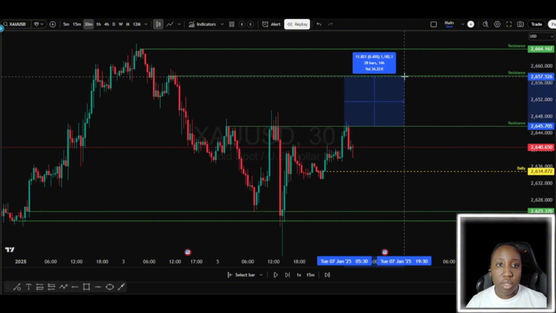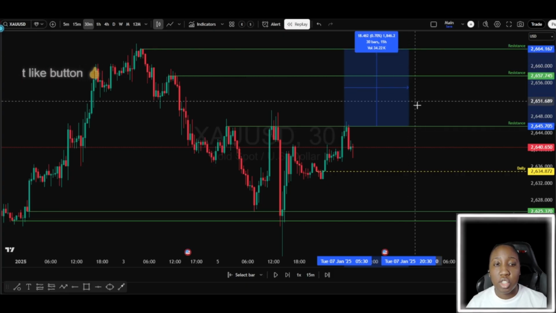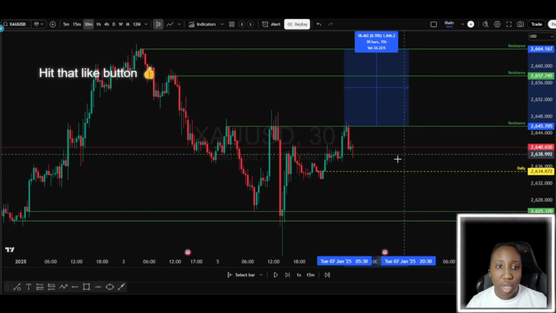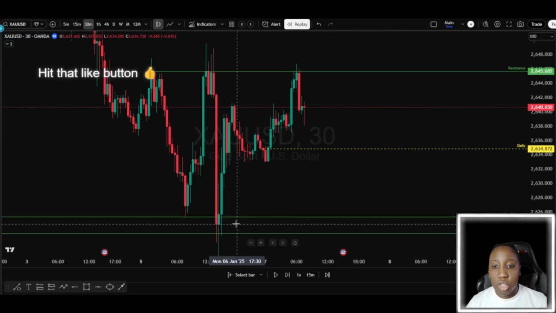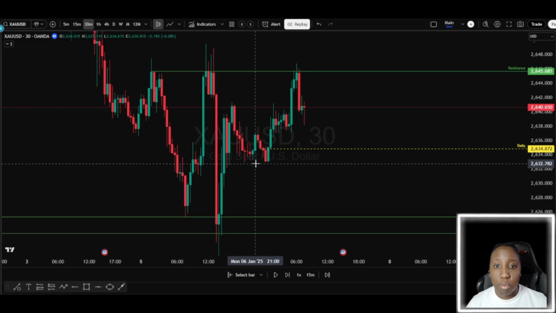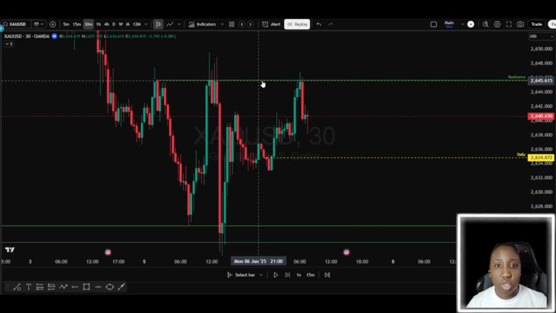Up here's 111 pips, and then 180 pips, which is a little bit ambitious. But you never know with gold, you never know. And the structure, we're bullish at the moment. The structure on the 30-minute, although we've respected this resistance.